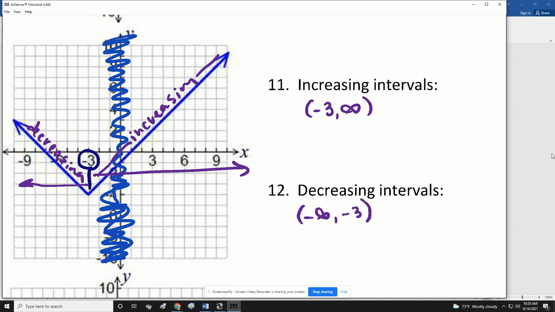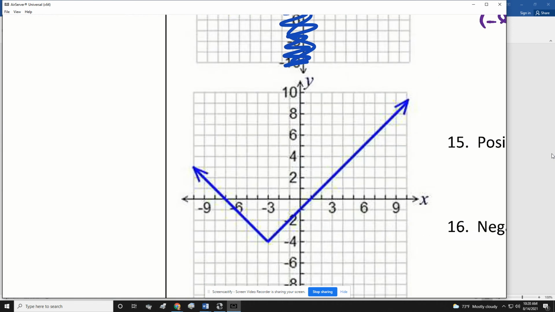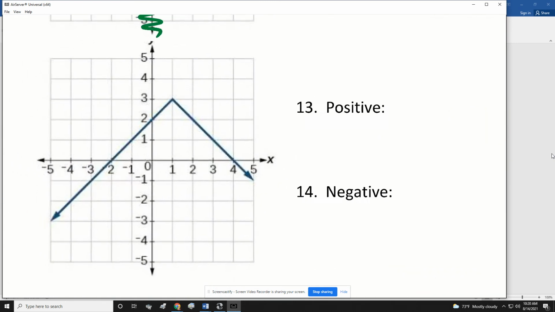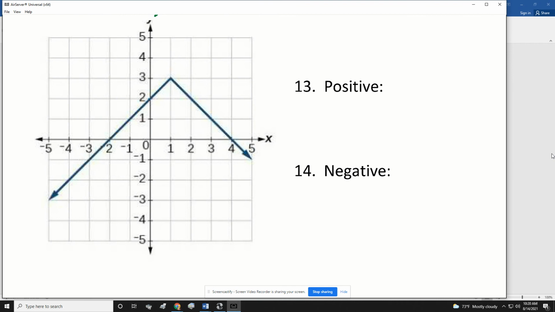So we're increasing on the x's from negative 3 to forever to the right, which is from negative 3 to infinity. And we're decreasing from negative infinity to negative 3. Okay. And then positive and negative is different, but we still really don't want the y's. So I'm just going to go ahead and mark out my y's again.